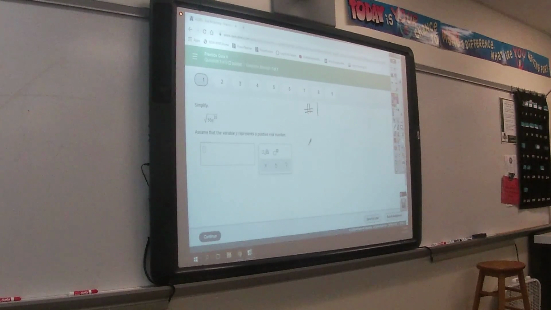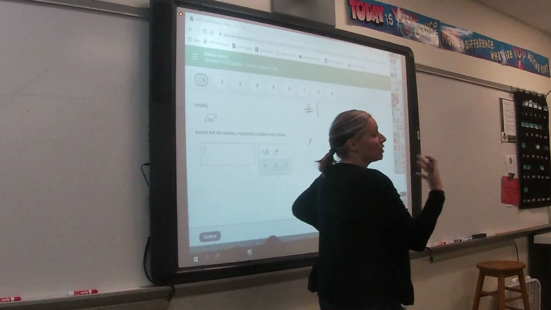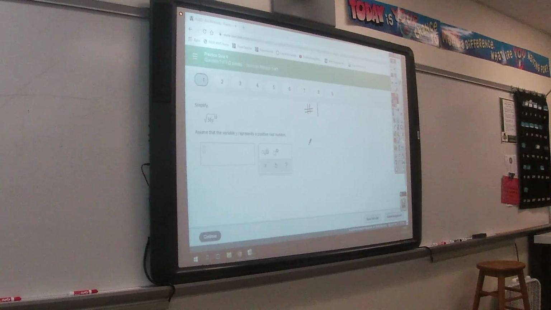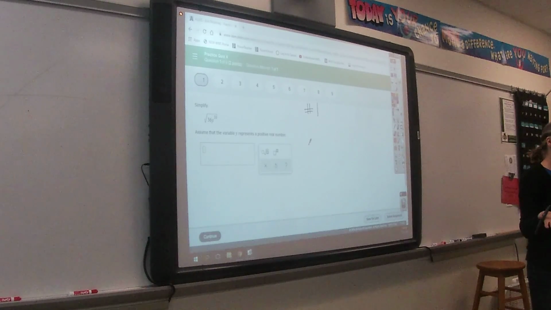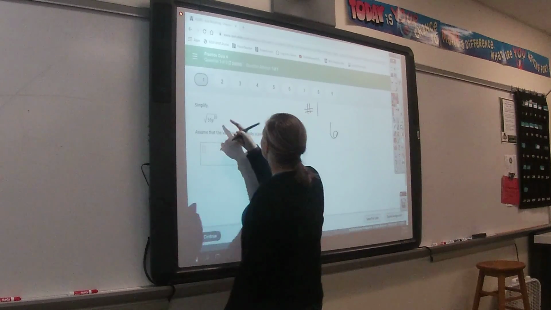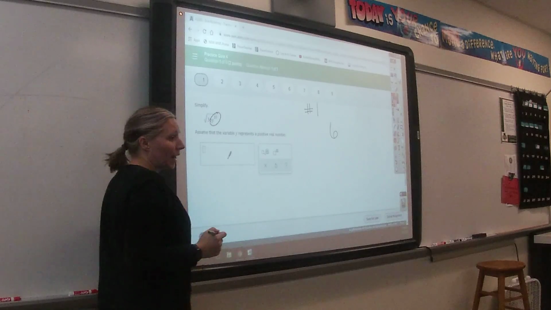Simplify the square root of 36y to the 10th. We have a couple options. Option 1, which always works, is we can prime factor 36. But if we're looking at this, what is the square root of 36? 6. So do we need to prime factor 36 to know what the square root of it is? No. What did we say we would do with y to the 10th? How do we decide that one?